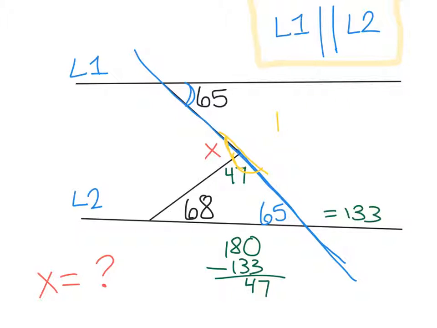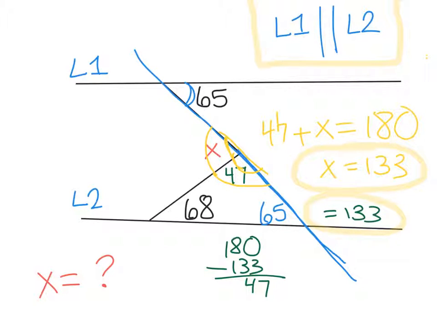Well, I know that if I were to turn this, my 47 degree angle plus my X make a straight angle. So 47 plus X equals 180 degrees. Well, my one-step equation, I subtract 47, X equals 133. That's interesting because I found that 68 plus 65 were 133, and X is 133. This is the concept of remote interior angles, which we'll talk about more in Lesson 14.